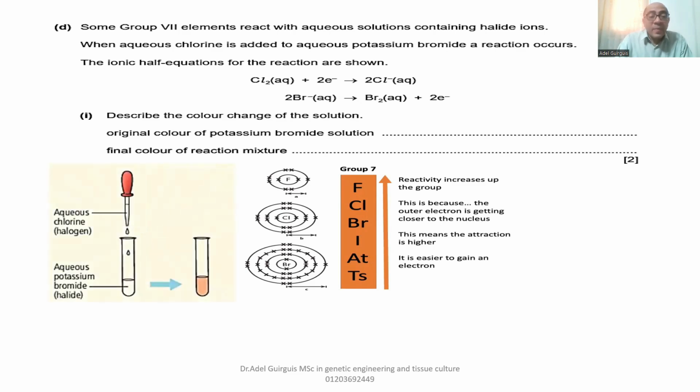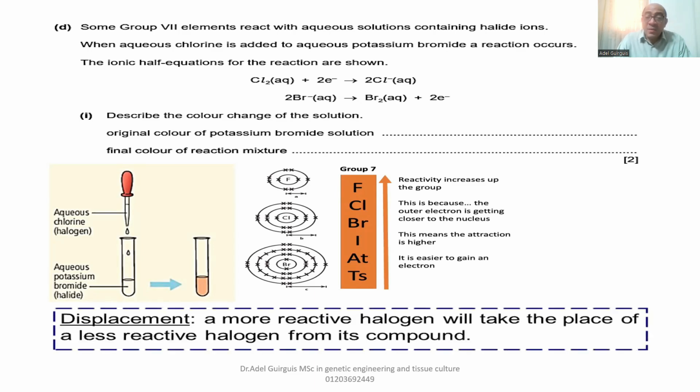Now, look, this practical application about this question, aqueous chlorine as halogen. When we add this aqueous chlorine to a test tube containing aqueous potassium bromide, a colorless halide, what happened? Yes, bromine water is released, as in the second half equation in the question, with orange or red color. Okay, this reaction is called displacement.